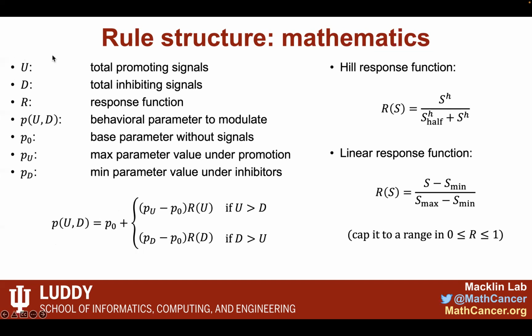And so let U be our total promoting signal, something that increases our behavior, and D be the total inhibiting signal, something that decreases behavior. And we want to be able to say how changes in the total up and down signals modulate that parameter value. So promoters ought to increase the parameter value towards a maximum promoted value. So PU would be the maximum response under promoters. PD would be the maximum response under inhibitors. And then you have some kind of response function that maps it.